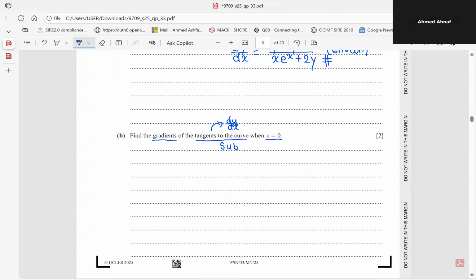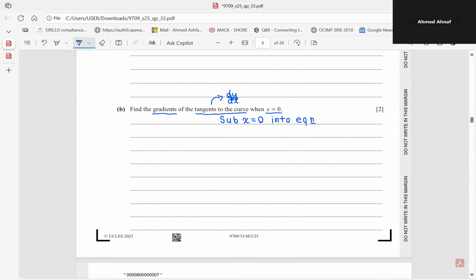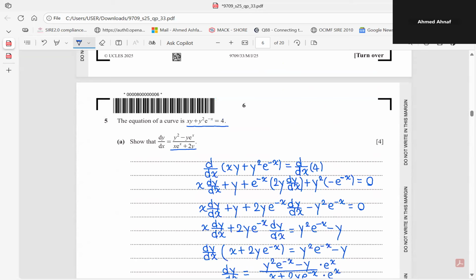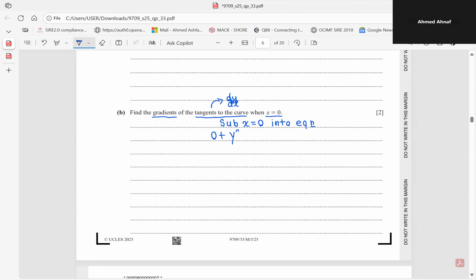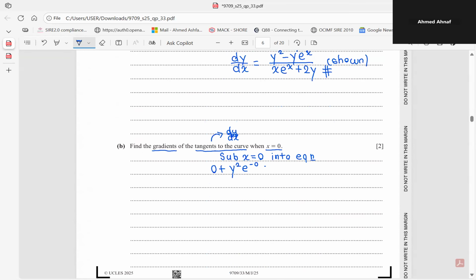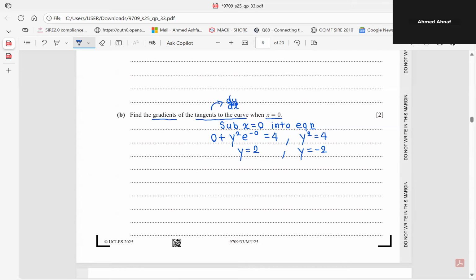So we're going to sub x equals 0 into the equation. So xy would just be 0, plus y² times e^(-0), which equals 4. And this is just y² equals 4. And you would get y equals the square root of 4, which can give you 2 or -2. Now we're going to substitute our first set of values.